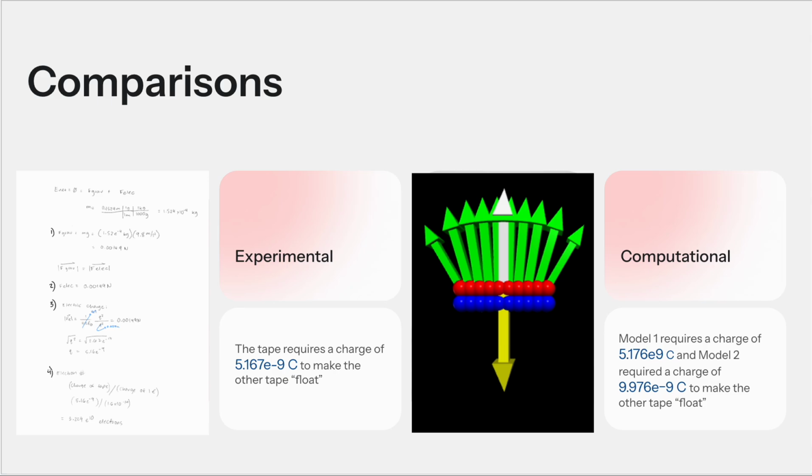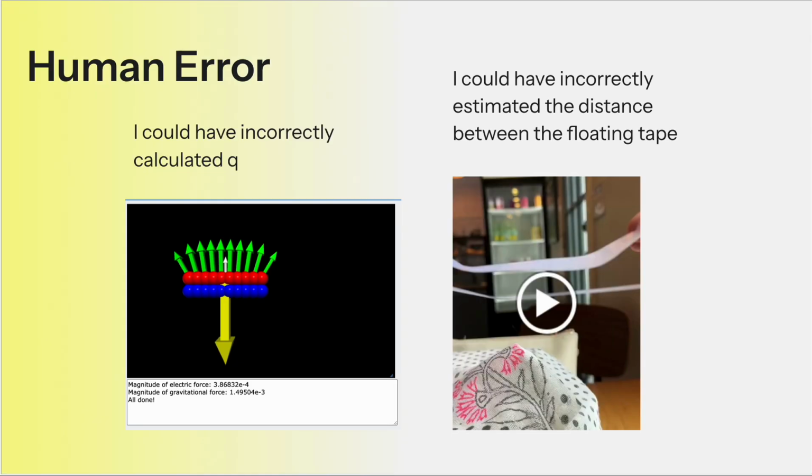To compare the models, it's listed right here with the 3 different charges that were required to make the tape float. And then for human error, this picture on the left shows what the model would have looked like if I would have used the original 5.176 times 10 to the negative 9th charge, which isn't really accurate because you can see that Fnet, represented by the white arrow, isn't exactly equal to the down arrow representing the gravitational force. So that is why we had to edit the Q, but there could have been an error in the guessing and checking method. And then lastly, there could have been an incorrectly estimated distance between the floating tape.